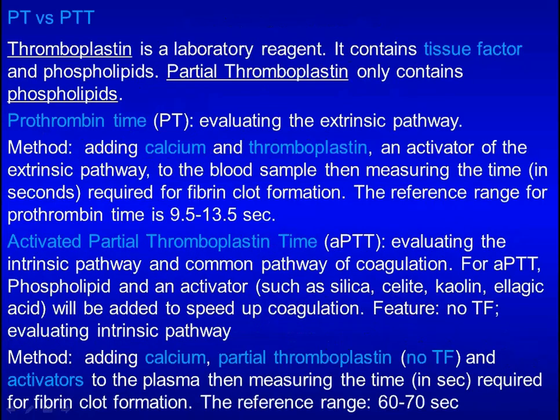Here are two reagents that we need to be aware of. Thromboplastin is a laboratory reagent. It contains tissue factor and phospholipids. Partial thromboplastin contains only phospholipids. To measure PT, calcium and thromboplastin are added to the sample and then we measure the time required for fibrin clot formation. To measure APTT, calcium, partial thromboplastin, and activators are added to the sample.